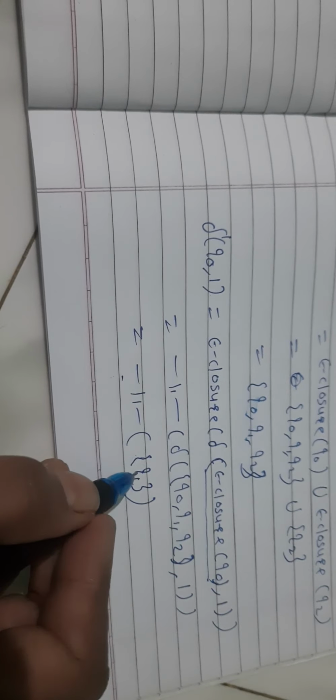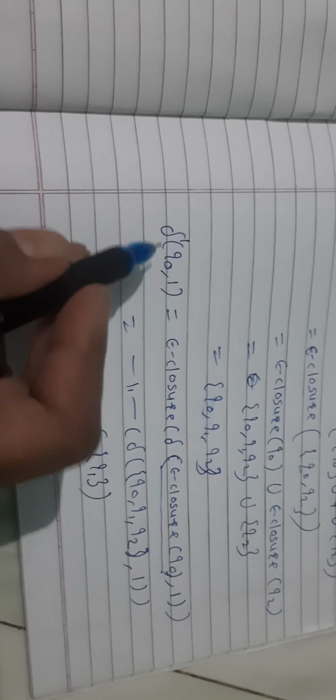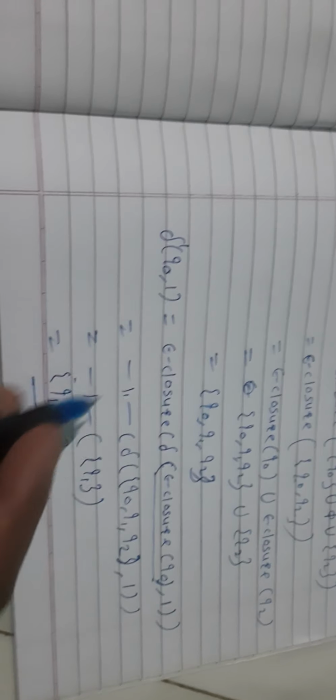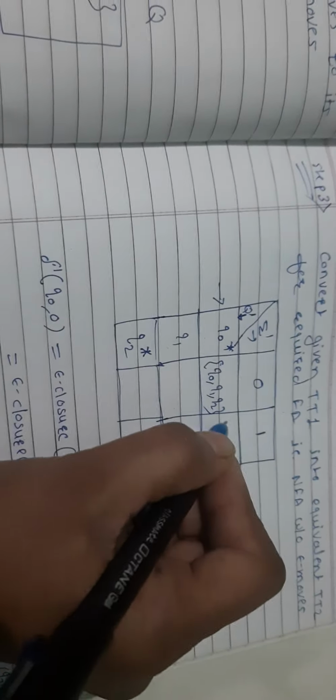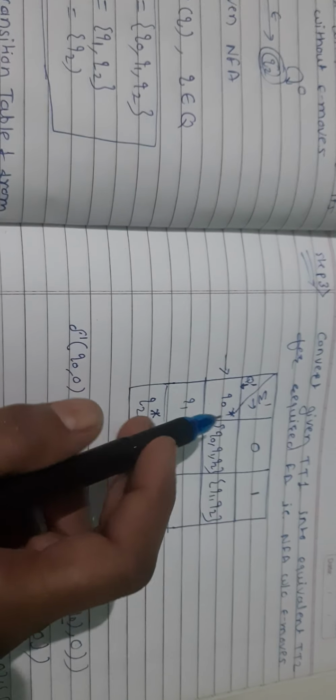Now what is the epsilon closure of Q1? Epsilon closure of Q1 is nothing but Q1, Q2. So the delta dash of Q0, 1 is nothing but Q1, Q2. So put that value Q1, Q2. Then similarly you can obtain the remaining cell entries.